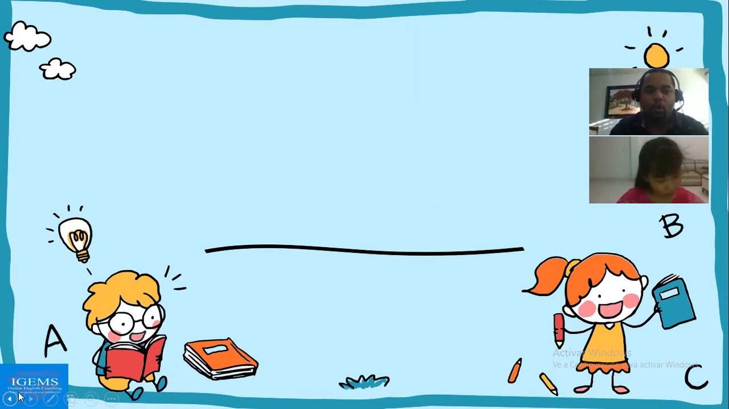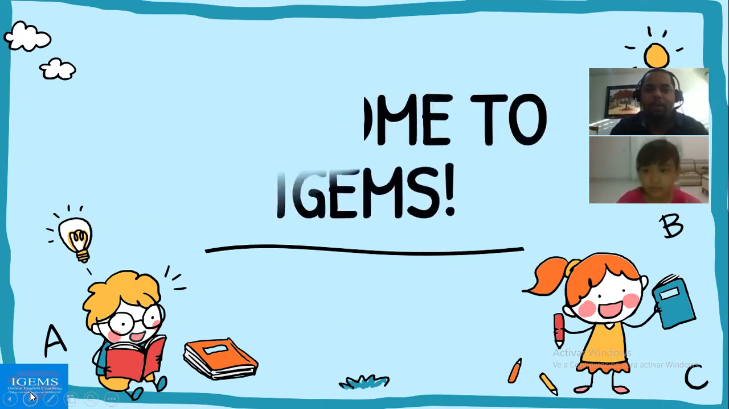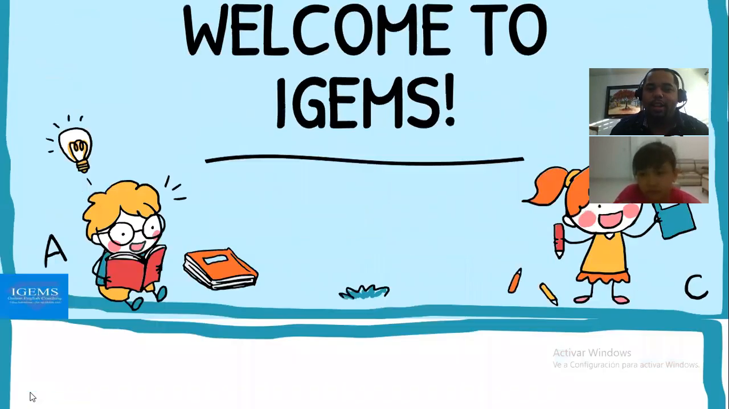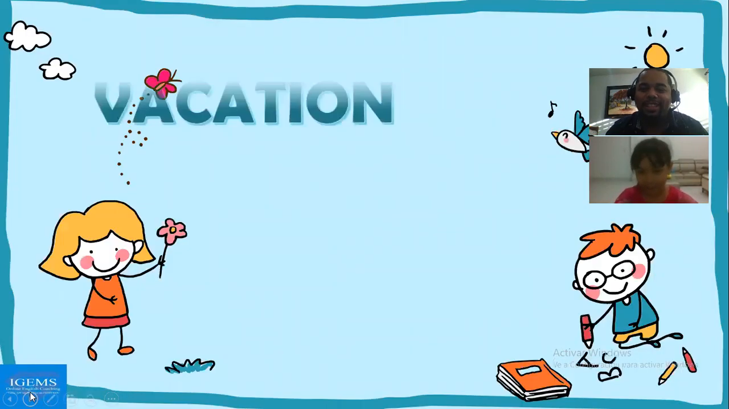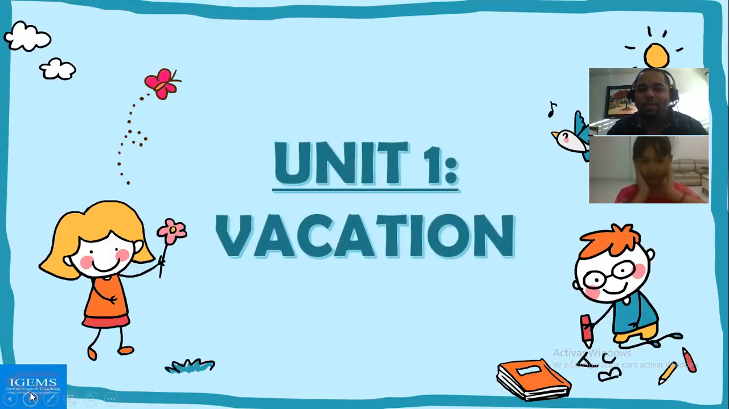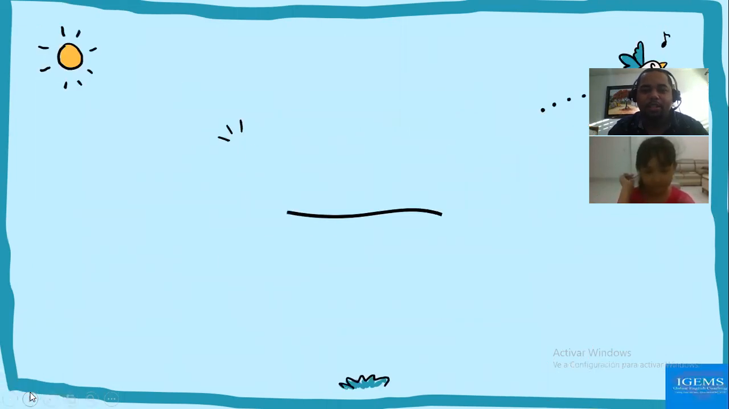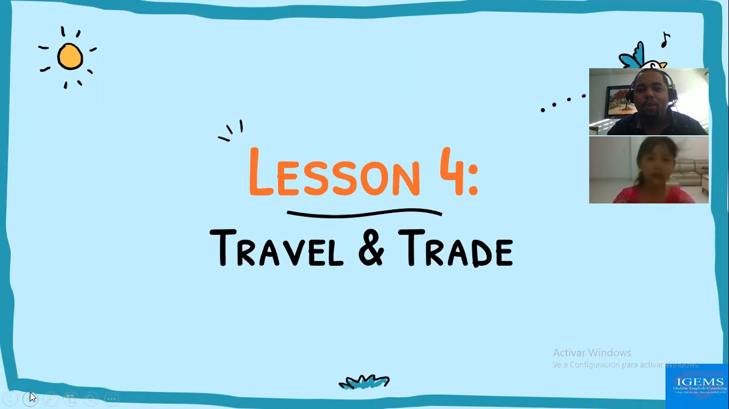Okay, perfect. So now we're going to start with our lesson. I know you're ready because you told me. Then listen to me. We continue with our topic, with our unit, vacation. But in this case, lesson number 4, travel and trade.